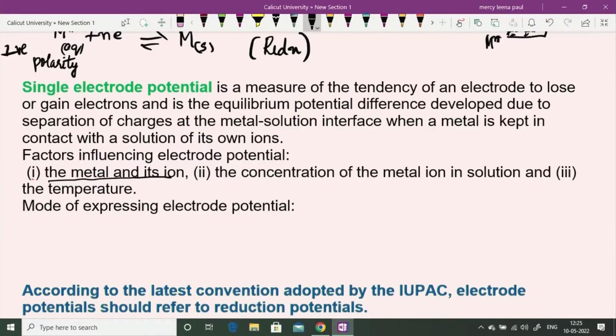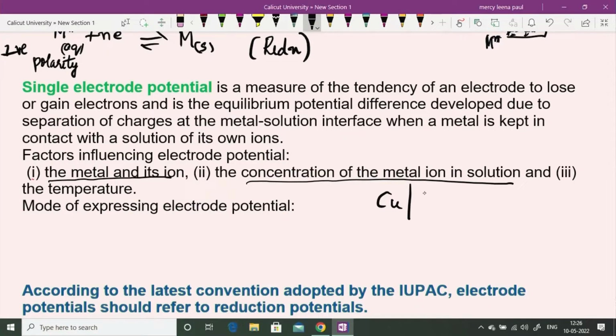If I take zinc, it will give a different potential. When I take copper, it will give another potential. So, it depends on the metal and its ion. Now, if you fix the metal and its ion, it again depends upon the concentration of the metal ion in the solution. If I am taking copper metal in contact with a 1 molar solution of copper 2 plus ions, the concentration is 1 molar.